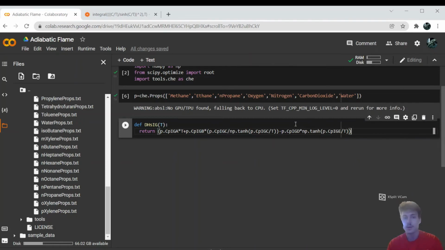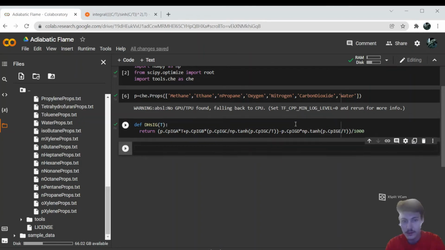And then with the properties, it is actually in kilomoles, I believe, and not just moles. So we have to divide it by 1,000 to get it in moles, which is what we're dealing with in this case. So then we can go ahead and make sure it's right. Yep.